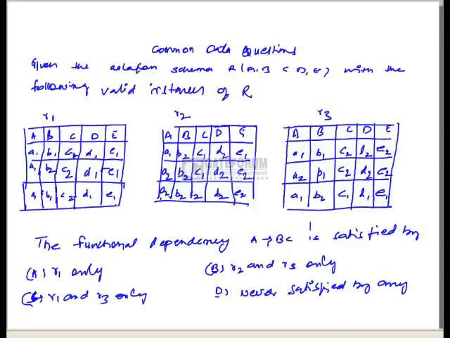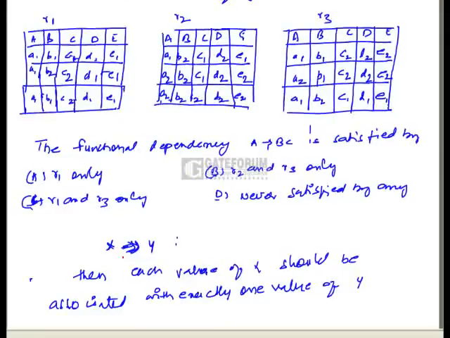So, if X determines Y is a functional dependency, then each value of X should be associated with exactly one value of Y. So, for the functional dependency A gives BC to be satisfied, each value of A should be associated with exactly one combination of B and C.